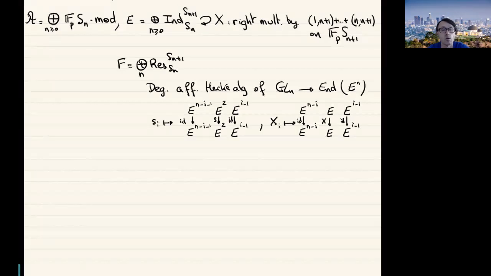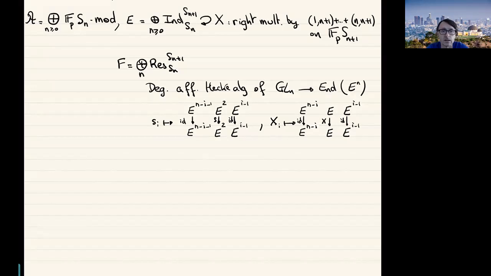Now we can do the same thing with the restriction, and it's going to be left and right adjoint to E. So this map X gives an interesting structure to the endomorphism ring of E to the n. Applying E to the n will be like applying our induction functor n times.